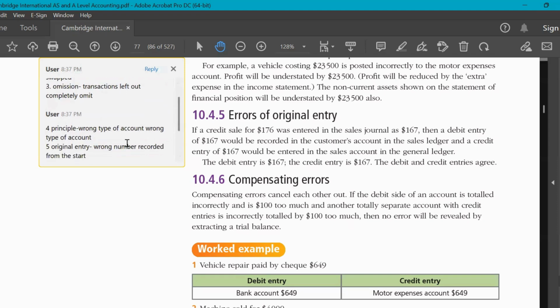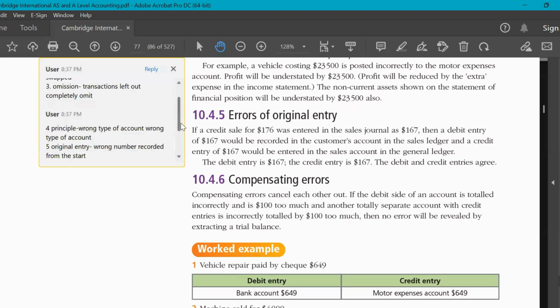The error of the principal, this one is the wrong type of account, wrong type of account. So in short, you put the item on the cash, but you put it on the receivable or the liability, or an expense, then that will be a wrong type of account. So that is the error of the principal.